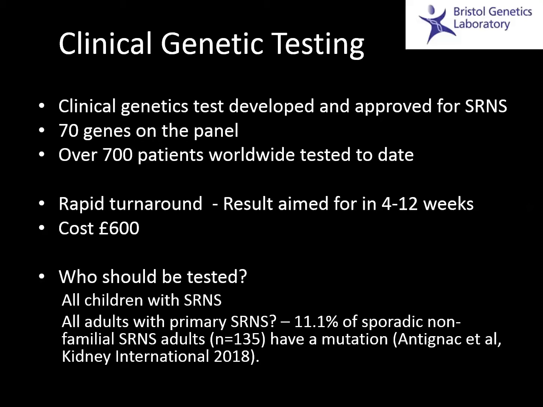But there are some now good studies suggesting that there could be as many as 10% or more of sporadic, non-familial patients who present with steroid-resistant nephrotic syndrome who have a mutation. So that, again, shifts the balance, the cost-benefit ratio, so to speak, to suggest that certainly, if not all, a good proportion of adults who present should have genetic testing.